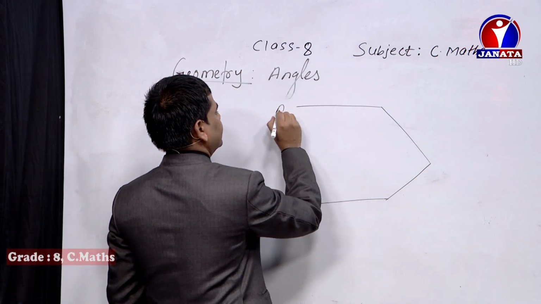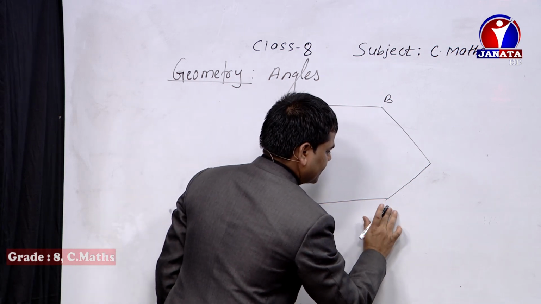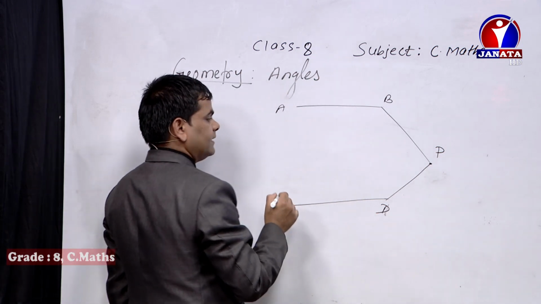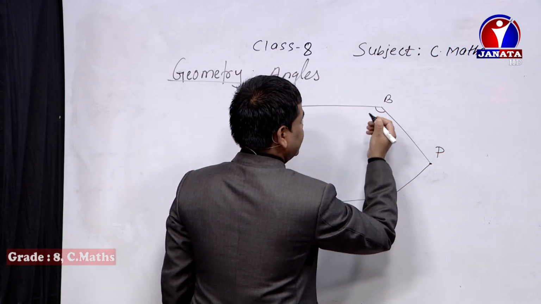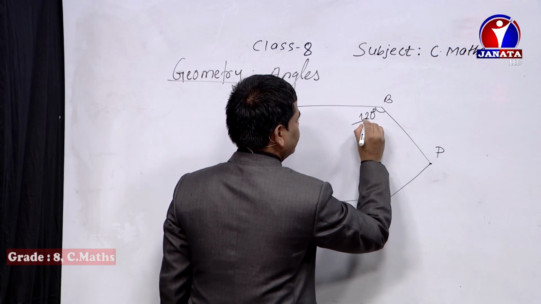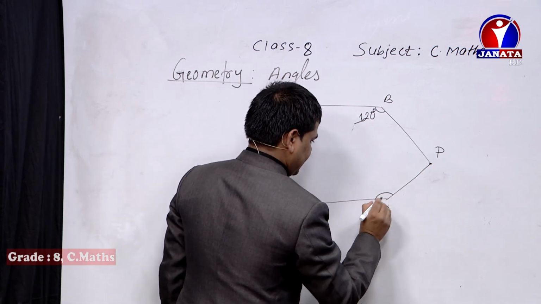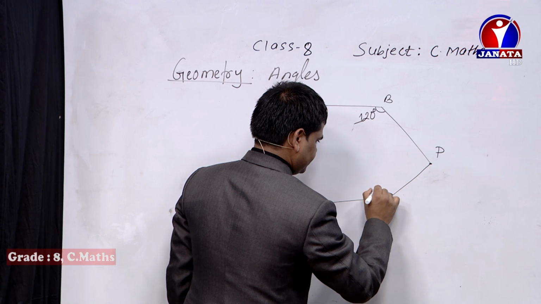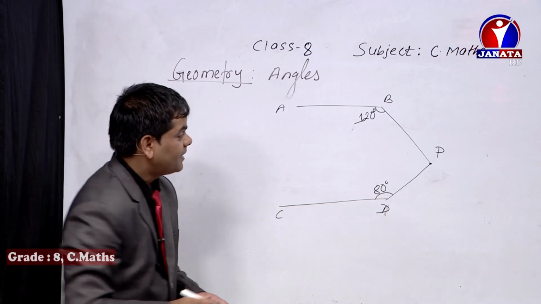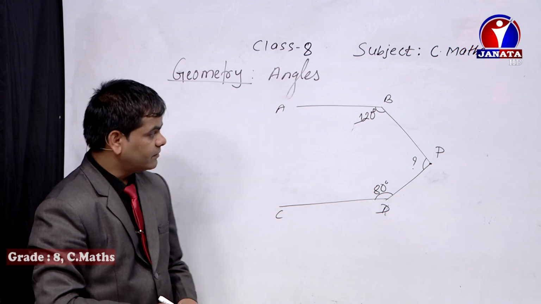A little bit different to the previous one. I am going to present another question. For example, this is P point. Now you might be asked, for example, this angle is 120 degree. The value of this angle is 120 degree. Similarly, this one is 80 degree. Then how will you find out the measure of this angle?